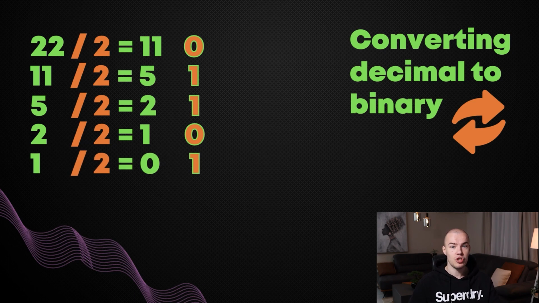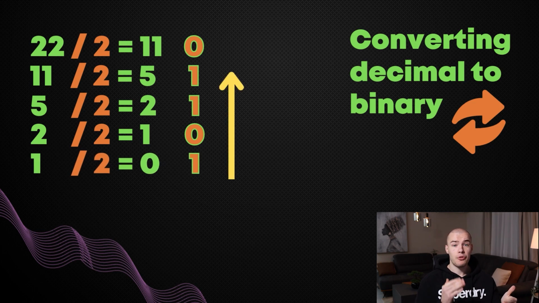And now we need to just read those values that we stored, those 1s and 0s, but to read them from the bottom up. So not from the top to bottom, but from the bottom all the way up. And when we write them down, we will basically get our binary representation of the decimal number we started from.